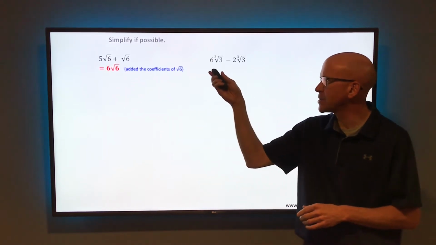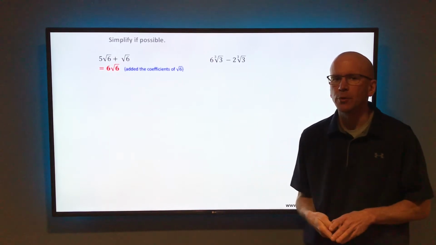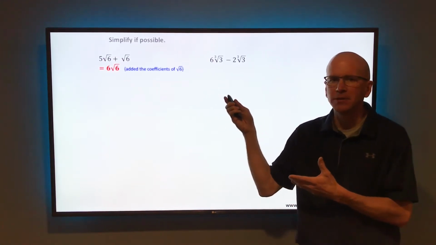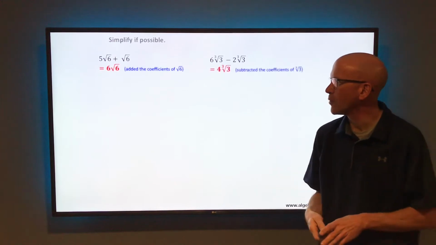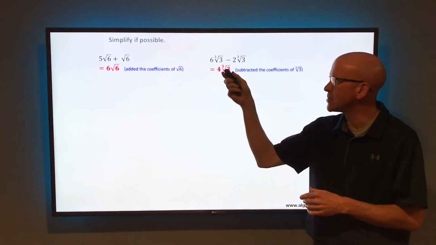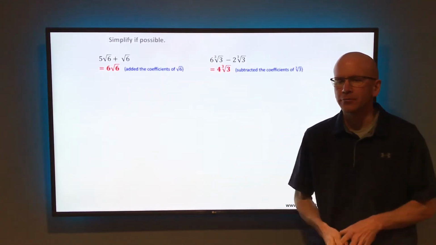If you have 6 times the cube root of 3 minus 2 times the cube root of 3, it'd be just like 6x minus 2x is 4x. This would be 4 times the cube root of 3. Again, do not change the root nor what's under the radical sign.